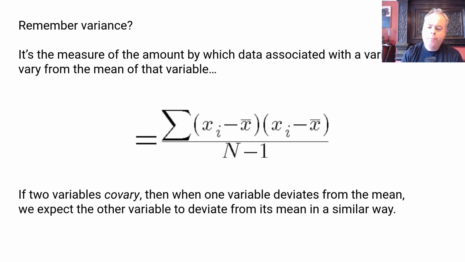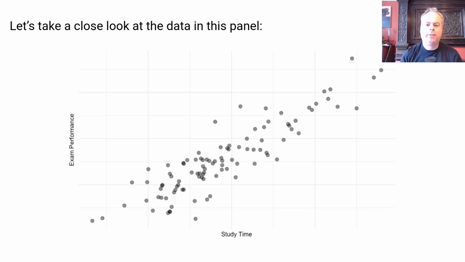With respect to covariance, it's based on this basic variance idea, but in the context of covariance, if two variables covary, then what that means is that when one variable deviates from its mean, we expect the other variable to deviate from its mean in a similar way. In other words, the two variables are moving together. So you can think of covariance in that sort of sense.